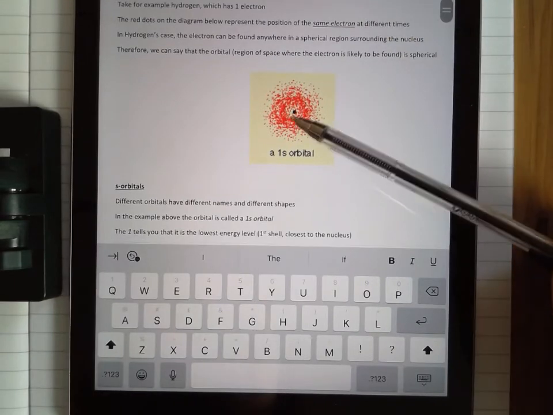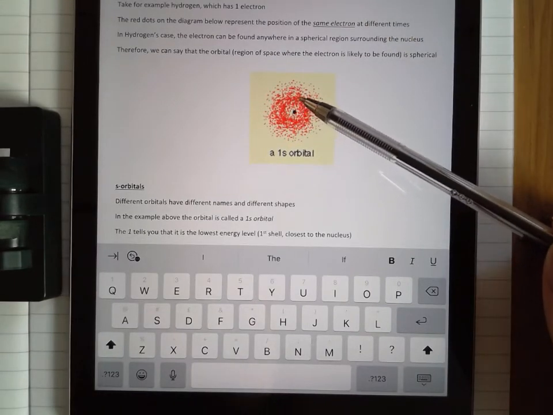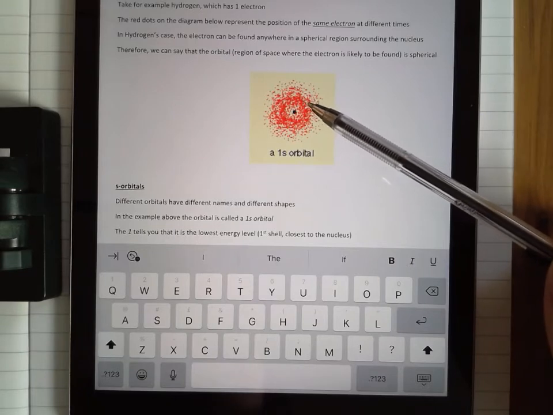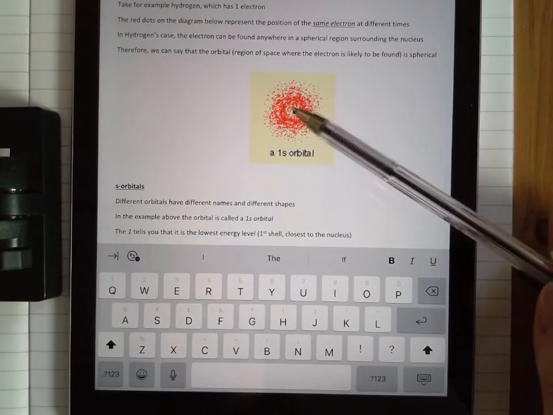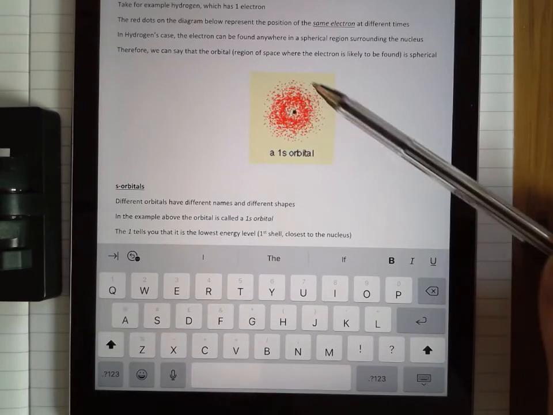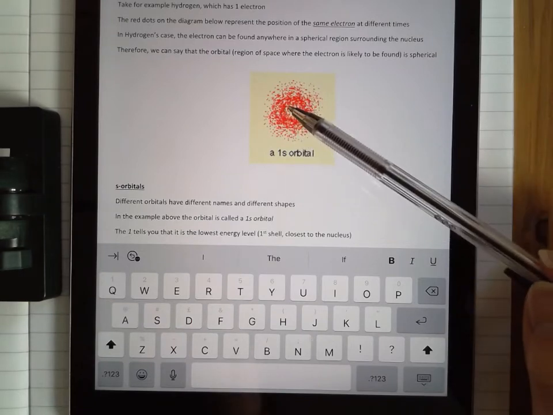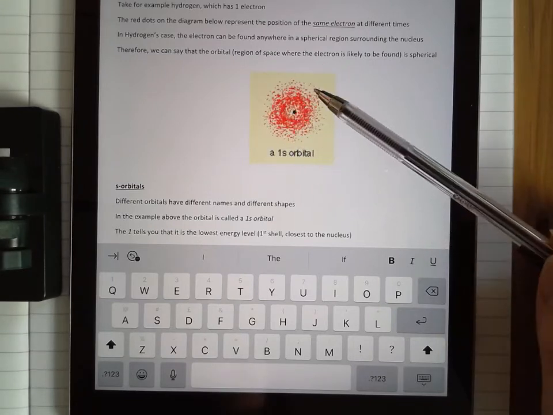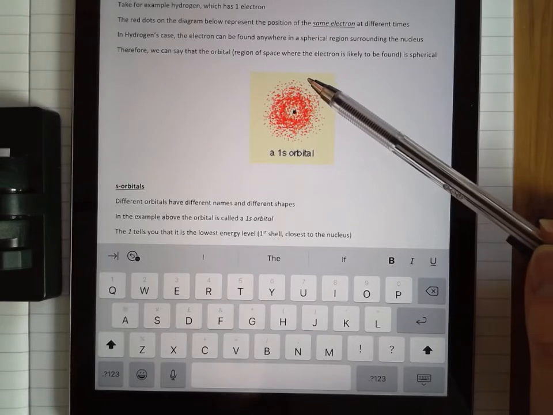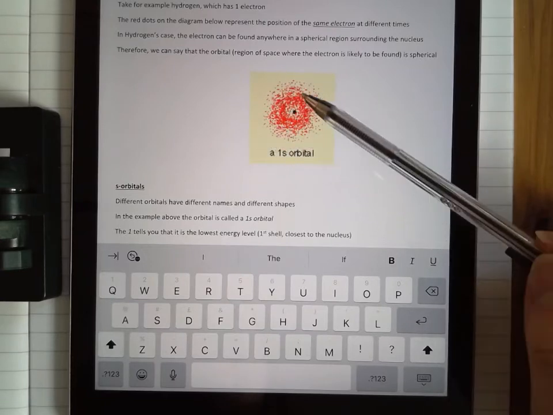So this is the hydrogen nucleus. Each red dot represents that same electron. Hydrogen only has one, so it's the same electron, but that electron is moving all over the place. But what you will see when you look at all of the different places that that one electron has been is that it is confined to a certain area, and that area is in a circular shape.